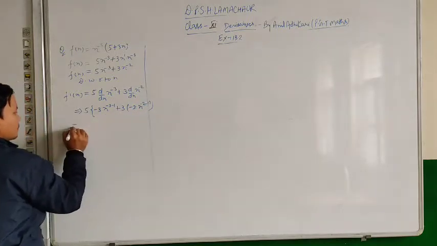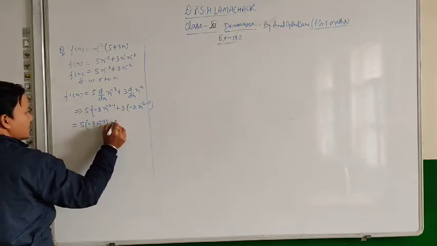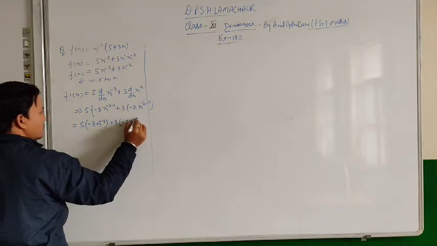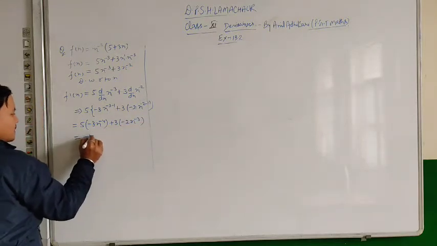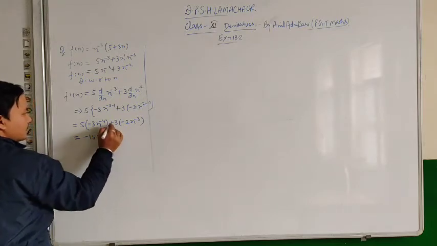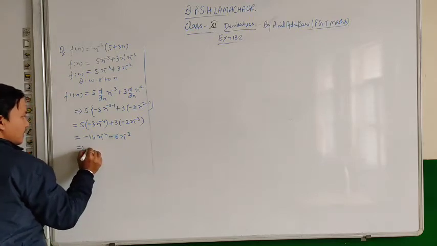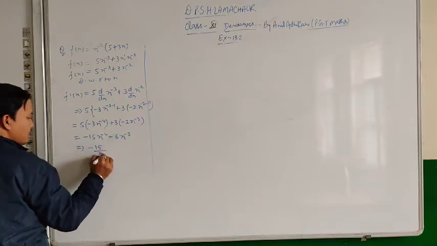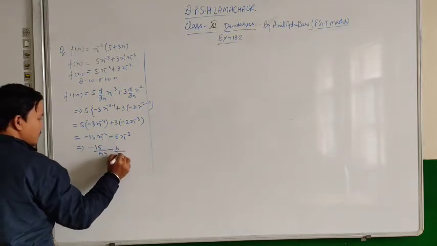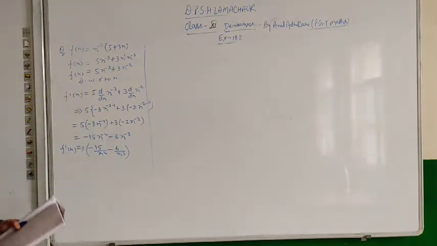Okay, so 5 times minus 3 x to the power minus 4 plus 3 times minus 2 x to the power minus 3. So this will be minus 15 x to the power minus 4 and here plus minus 3 times 2, just minus 6 x to the power minus 3, or you can write it like minus 15 upon x to the power 4 minus 6 upon x to the power 3. This is your required derivative of this given function. Okay. Now the remaining part of this question you will do on your own.